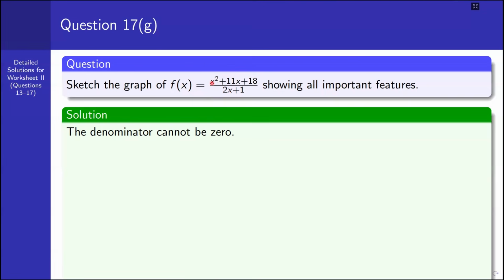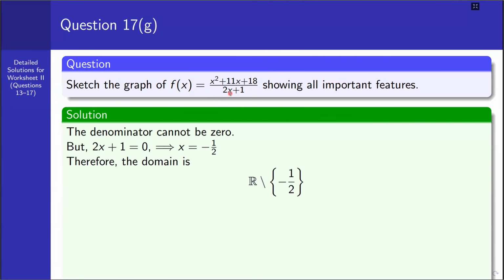ምክንያቱም የላይኛው የዲኖሚኔተሩ ዲግሪ 2 ነው፣ የዲኖሚኔተሩ 1 ነው። ስለዚህ የላይኛው የታችኛውን ዲግሪ በአንድ ይበልጠዋል። So that the graph will have an oblique asymptote። ስለዚህ ኦብሊክ አሲምፕቶቱ እንዴት ይገኛል፣ ኢንተርሰፕቶቹ እንዴት ይገኛል፣ ሌሎች አሲምፕቶቶቹ አሉት ወይ የሚለውን እናያለን ማለት ነው። ስለዚህ the denominator cannot be zero። ስለዚህ ይሄ ዲፋይን እንዲሆን it must be non-zero, but the denominator 2x plus 1 is 0 when x equals negative 1 over 2. Therefore, the domain could be the set of real numbers without negative 1 over 2.